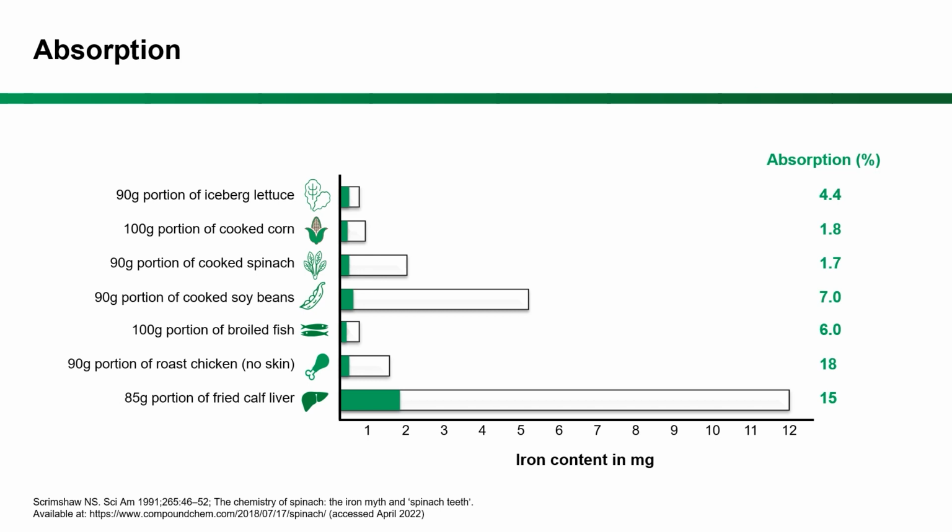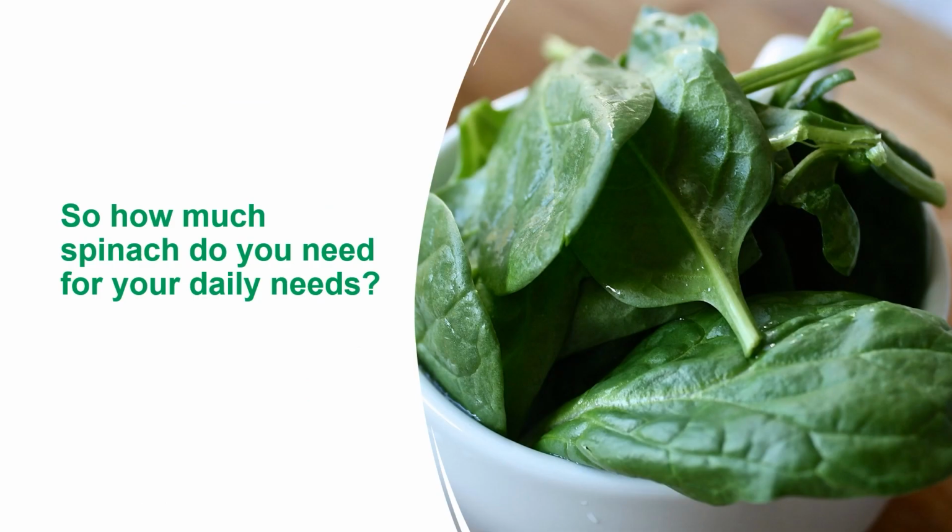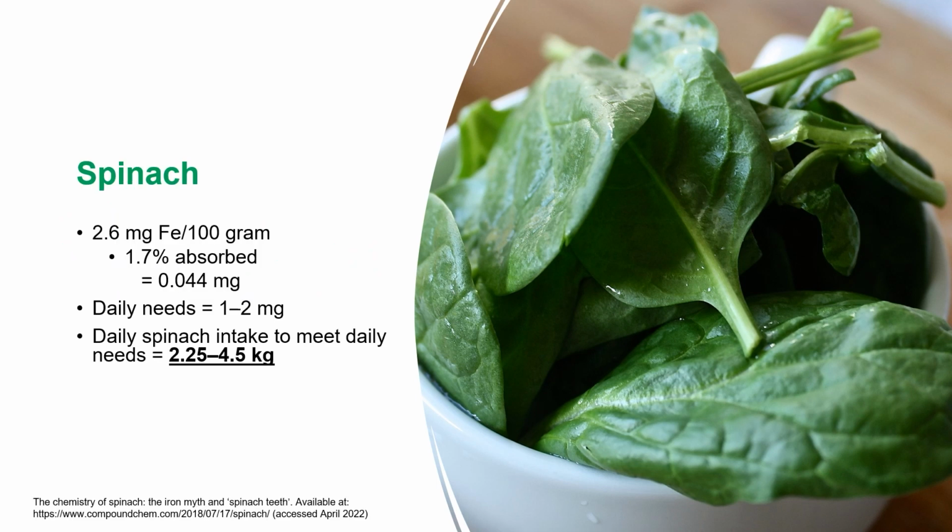On this slide, one can see that the amount of iron differs greatly between different foods, and this sometimes leads to misunderstandings. We are often told that spinach is a good source of iron, and as you can see here, spinach does contain a lot of iron, but only 1.7% of that iron is actually absorbed. So how much spinach do you need for your daily needs? Well, if you calculate how much iron there would be in 100 grams of spinach, and you look at the percentage absorbed, you actually need between 2 and 4.5 kilograms of spinach every single day.